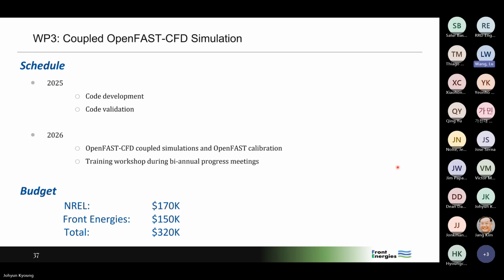In terms of deliverables, we'll do a report on the calibration procedure for the mid-fidelity hydro models, and also probably prepare a verification and validation report. And training workshops are planned during biannual progress meetings in the second year. So I think this pretty much sums up the proposed Work Package 3 of the JIP. I think we can open up to questions.